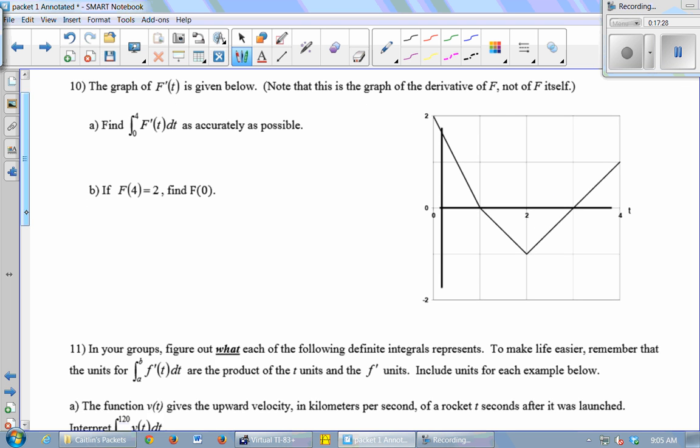All right, so we have a graph of f prime. So this is the graph of the derivative of f, not f itself. We want to find the integral from 0 to 4 of f prime of t dt. How do we do it?